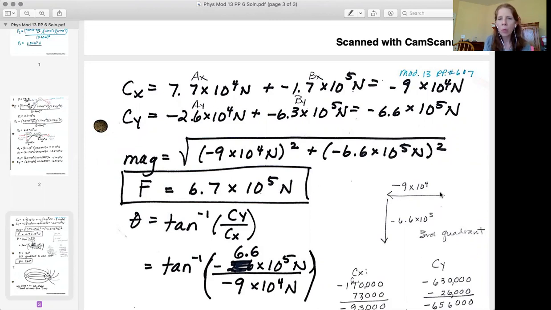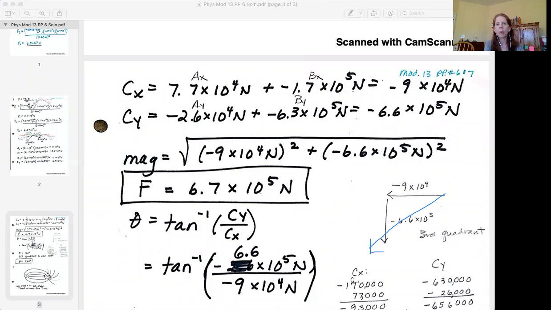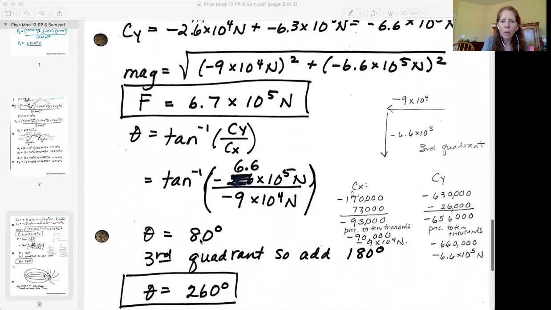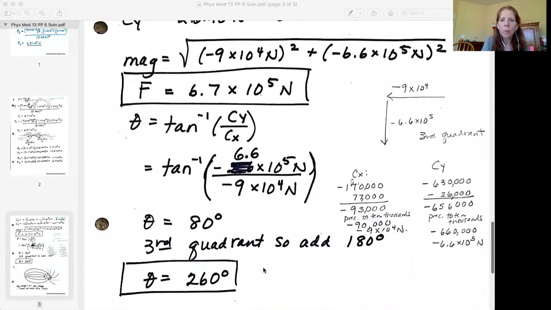Now, to figure out our angle, we have to look at these vectors. We take the inverse tangent of C sub y over C sub x. We have negative 9 times 10 to the 4th newtons in the x dimension and a negative in the y dimension. So that gives us something in the third quadrant. If we were to draw the resultant vector, it'd be something like that. That means we take whatever angle we get, which is 80, and add 180 to it. So our angle would be 260 degrees.